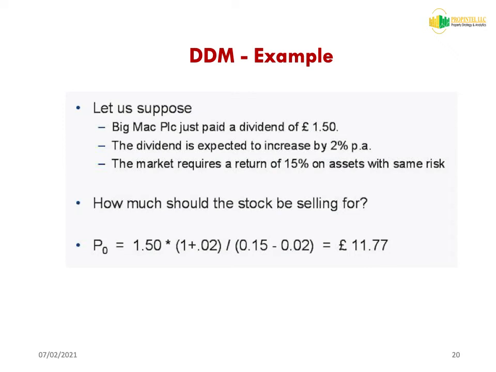Now, first, we know from the equation that D0, or the dividend paid now, is equal to £1.5. The next thing is to compute D1, or dividend in year 1, by compounding the dividend today at the growth rate for 1 year and dividing the results by the difference between the market return and the growth rate. This gives us a price of £11.77.